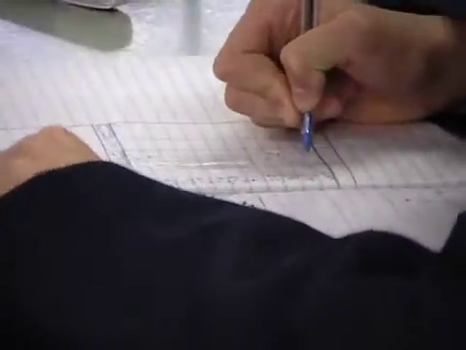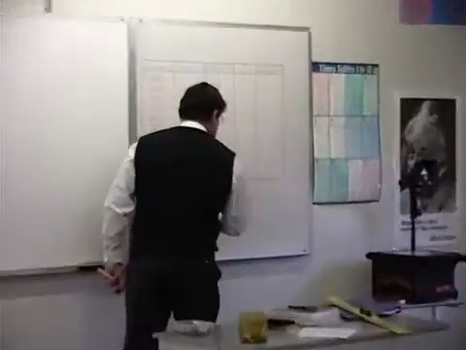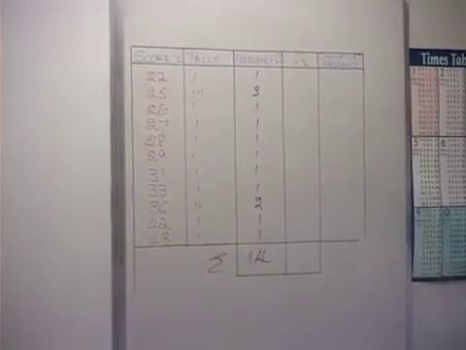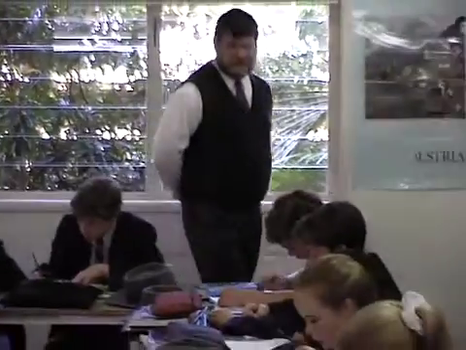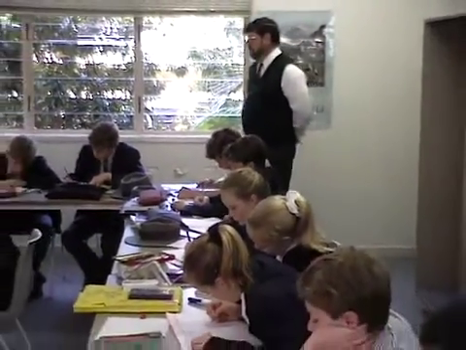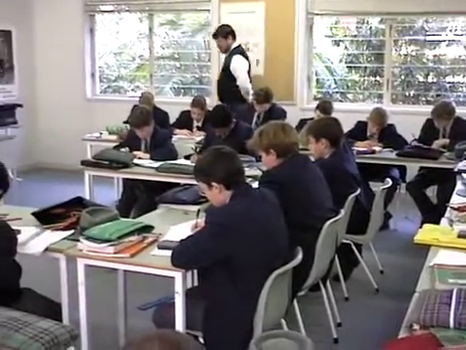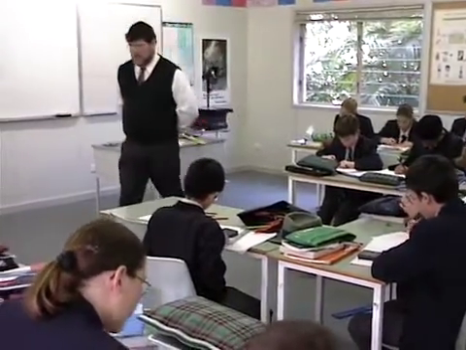Who had 1, 3, 1, 1, 1, 1, 1, 1, 2, 1 and 1? Yeah. And sigma F will be? 14, correct. Okay, get the other two columns complete. You can use your calculator.